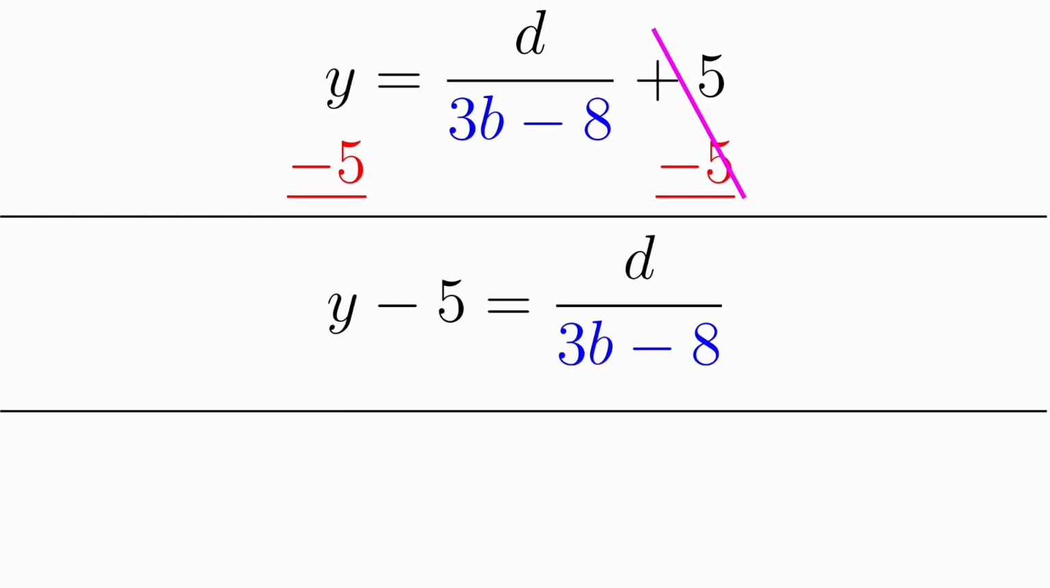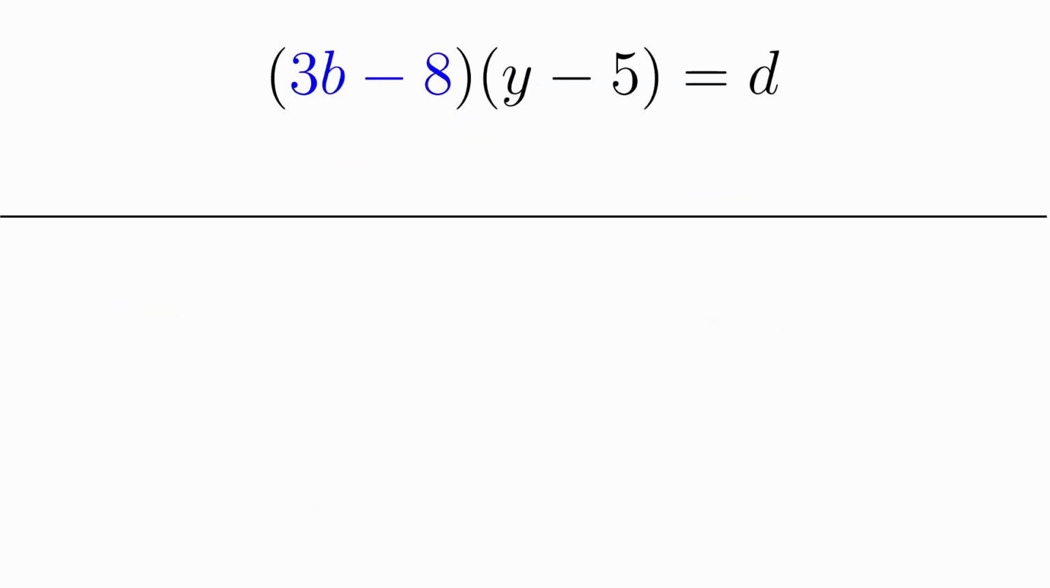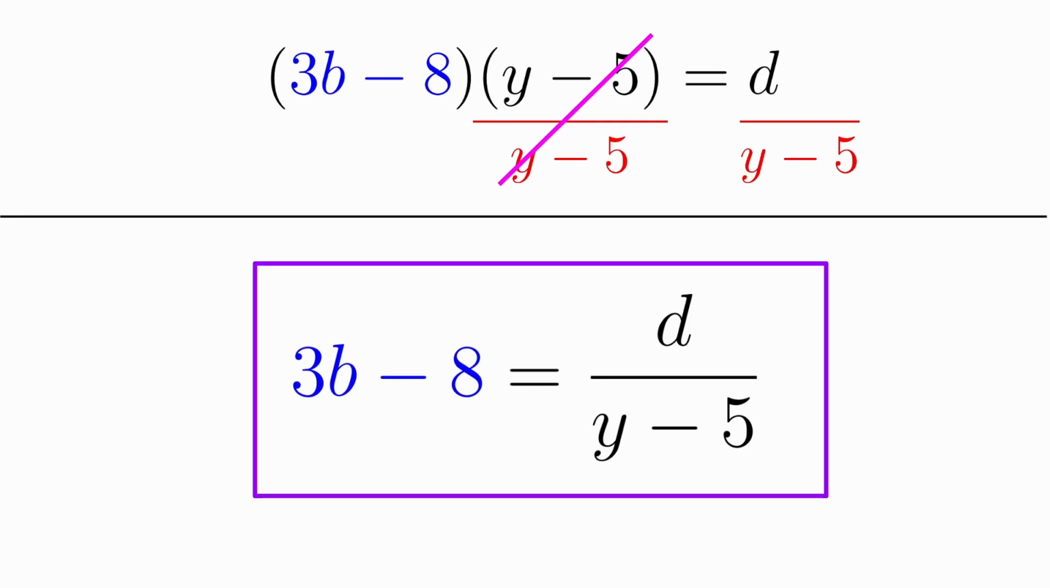Now, at this point, when the thing we want to isolate is in the denominator, it's probably a good idea to get it out of the denominator because we don't want it there. So why don't we multiply both sides by 3b minus 8? Then these will go away, and we will be left with 3b minus 8 times y minus 5 equals d. Now we're in the home stretch. The only thing with the 3b minus 8 is the y minus 5. It is being multiplied, so we're going to divide both sides by y minus 5. These y minus 5s go away, and we get 3b minus 8 is equal to d over y minus 5. And that would probably be the answer.